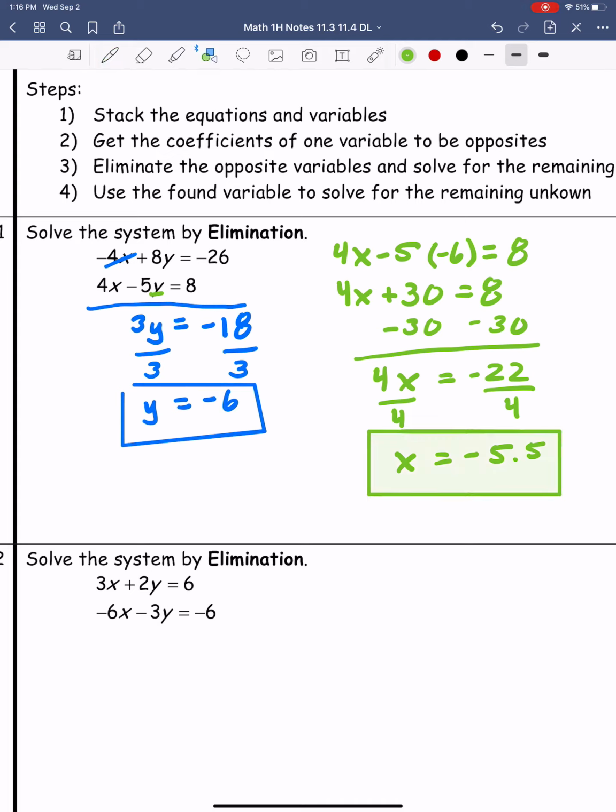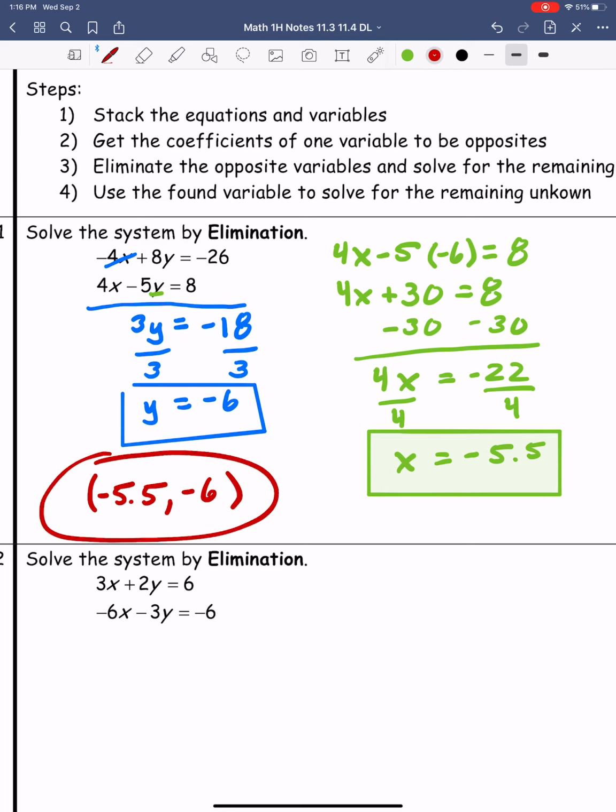And so that's the second part there. And then remember, my final answer needs to be written x comma y, so we'll go ahead and do that. And so we're going to end up with -5.5 comma -6. And we get our final answer there. So that would be one solution, right? Those would intersect on the graph, and that would be where they would intersect, -5.5, -6. Okay, we'll keep going here.